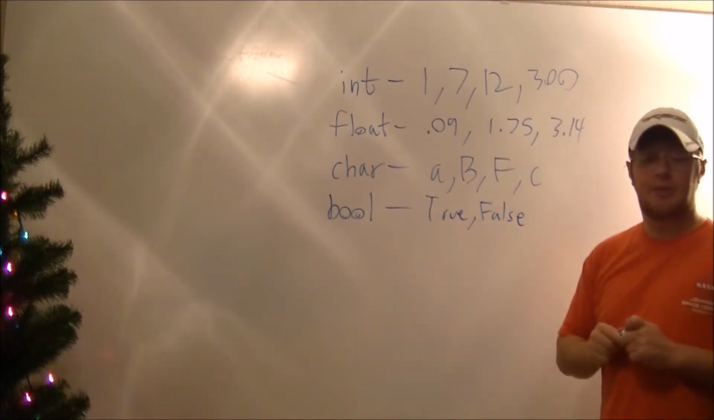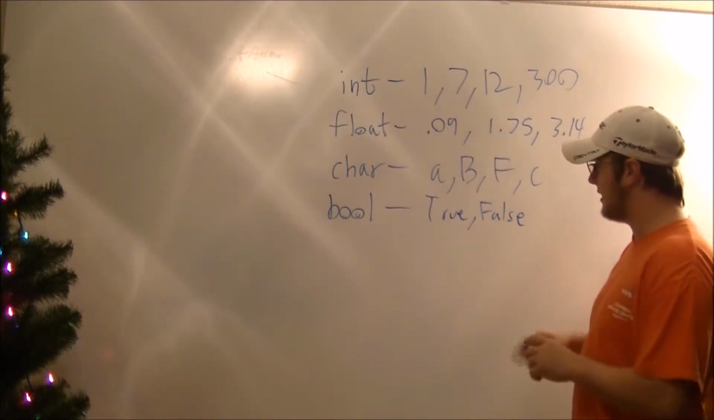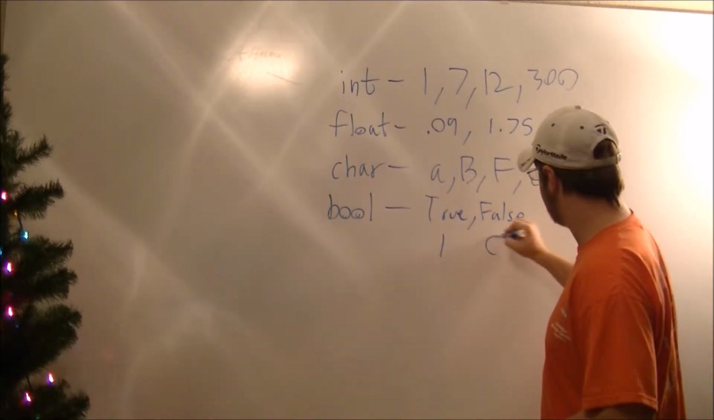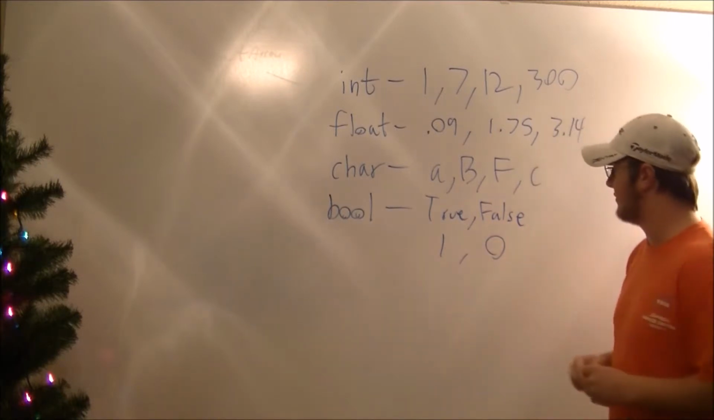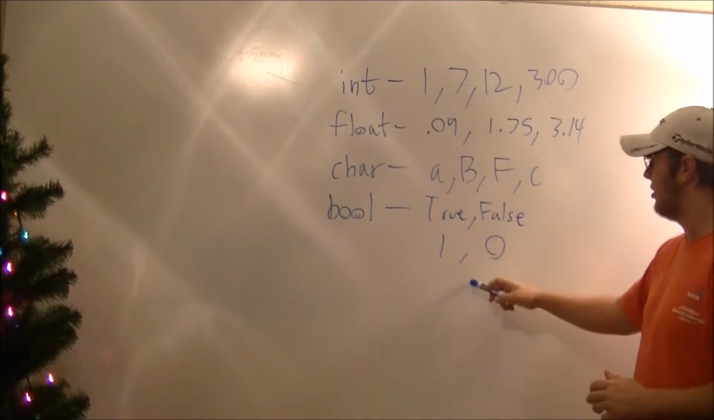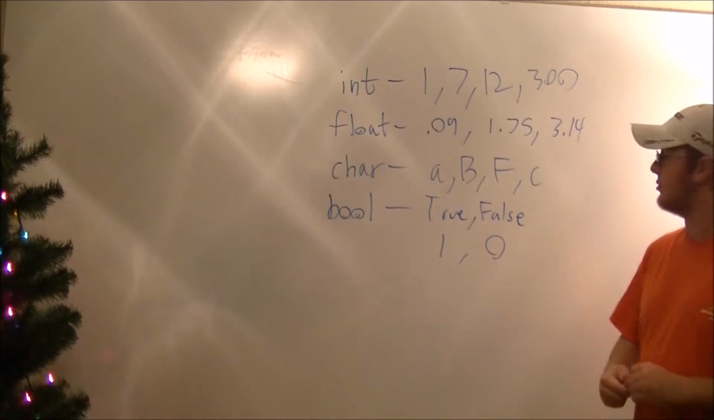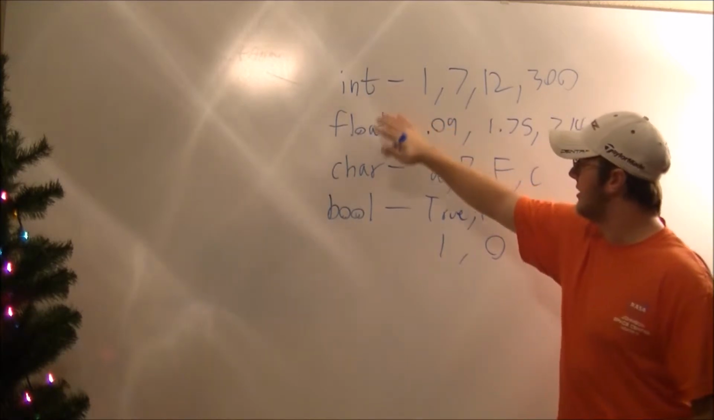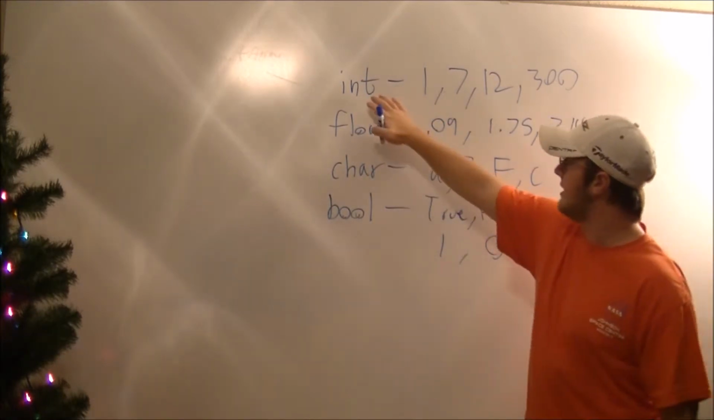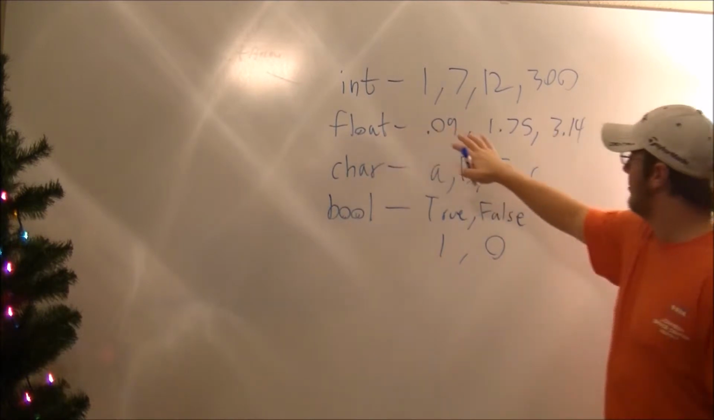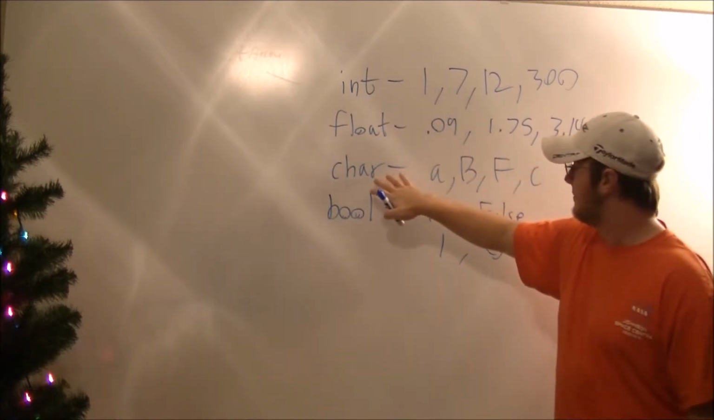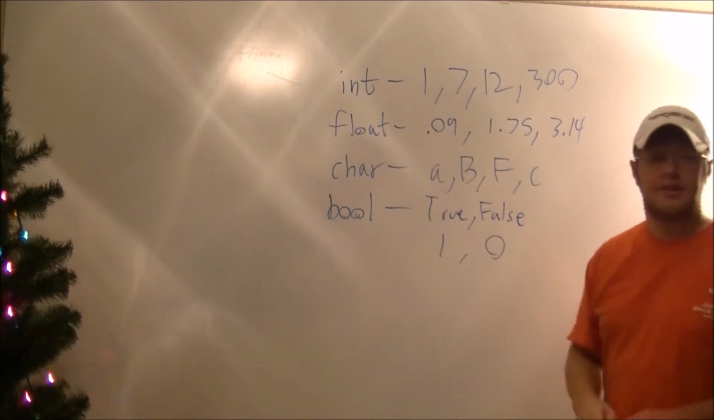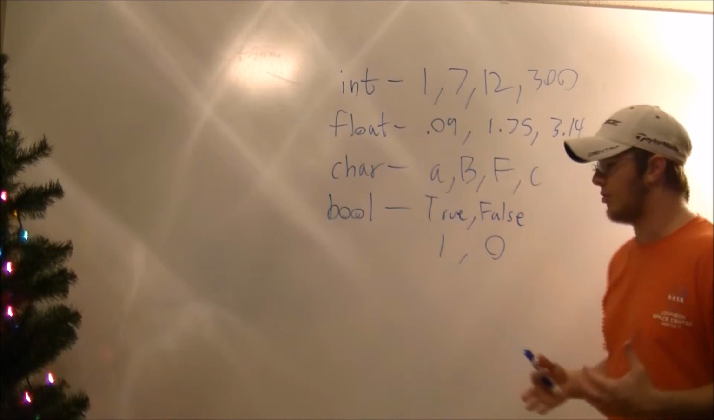Now another thing you want to keep in mind is that C++ sees the values 1 and 0 as also being true and false. So that's just something to keep in the back of your head when you're thinking about Boolean variables. But yeah, so this will get you started thinking about the different types of variables. Again, integers, whole numbers, floating point variables, float, char, characters, Boolean, true or false. These are the main four that you need to think about when you're beginning programming.